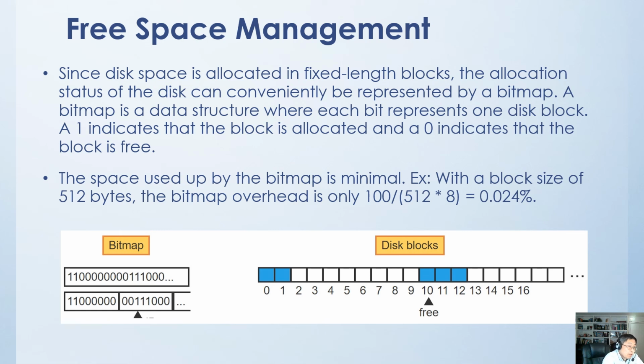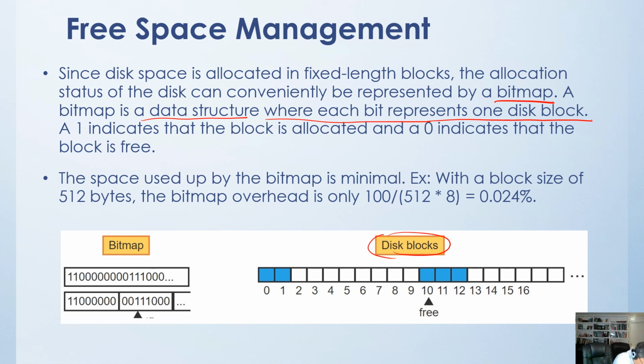Now, there are various different ways to manage the free disk space. One of the simplest approaches is called a bitmap. A bitmap is a data structure where each bit represents one disk block. So if the disk space contains, for example, 1 million blocks, then you need to maintain a bitmap of 1 million bits. Okay, so each bit represents one block. Now, whether a block is free or occupied is represented by the value in the bitmap.